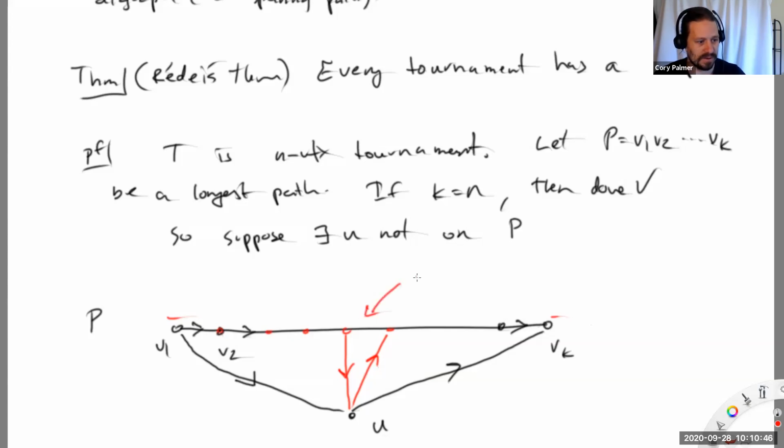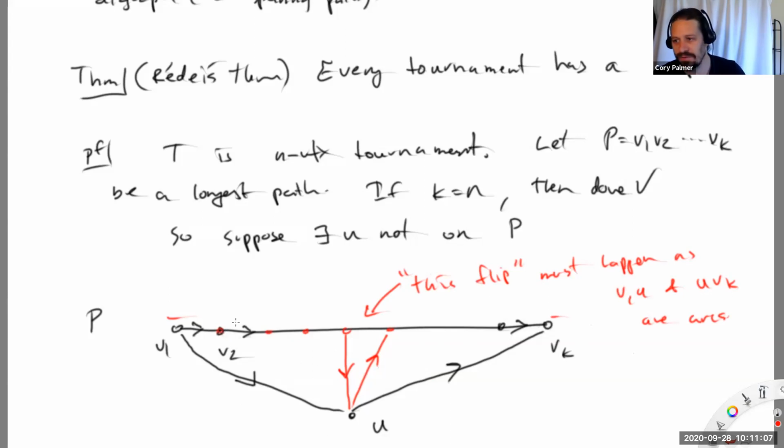Okay. So this flip must happen, as V1 to U and U to VK are arcs. You can make this a little more formal, it's just less fun. Like I said, you can do an induction if you want: examine V2, examine V3, examine V4, and keep arguing that each one of those has to point to U, and then eventually you get to V(k-1), which also points to U, and then you have this red configuration at the end. But I like the idea more that there has to be this transition at some point throughout. I think it's cool.